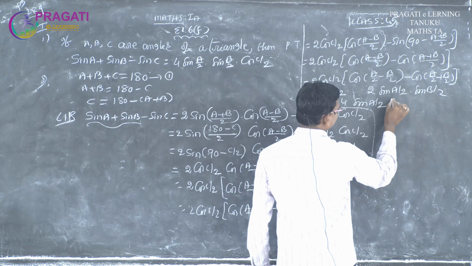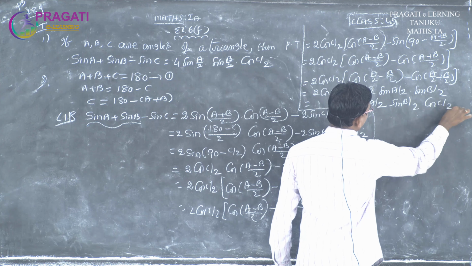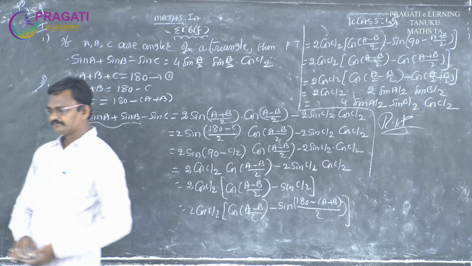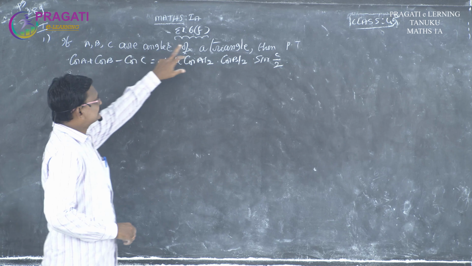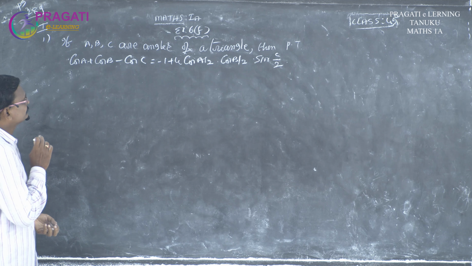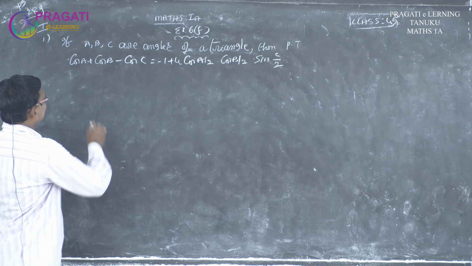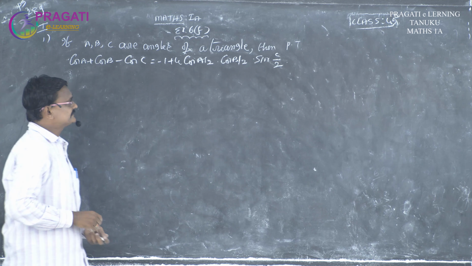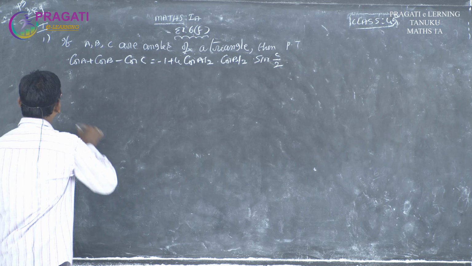Next angle is B: sin B by 2 into cos C by 2. So this is only required for the RHS. The next problem is the same. A, B, C are angles of a triangle. Prove that cos A plus cos B minus cos C is equal to minus 1 plus 4 cos A by 2 cos B by 2 sin C by 2.